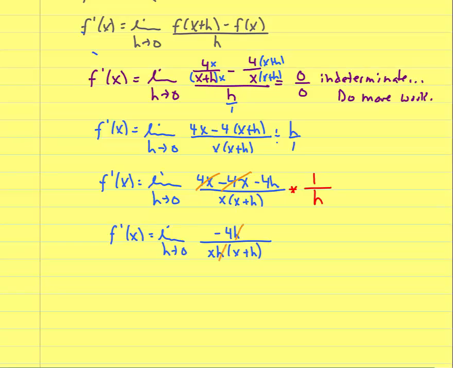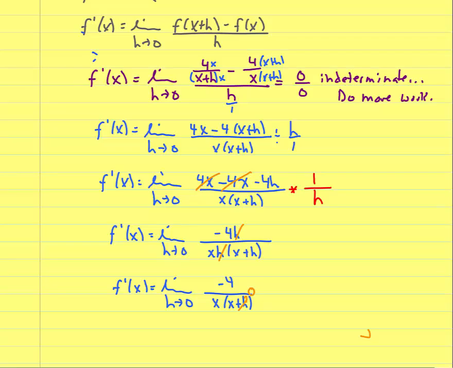Then I can cancel the h's. And I'm left with the derivative equals the limit as h approaches 0, negative 4 over x times x plus h. Now remember, we have to take the actual limit now. We've done so much work, and sometimes you lose sight of what you're supposed to do at the end, so that's why you don't drop your notation. This h is going to 0.